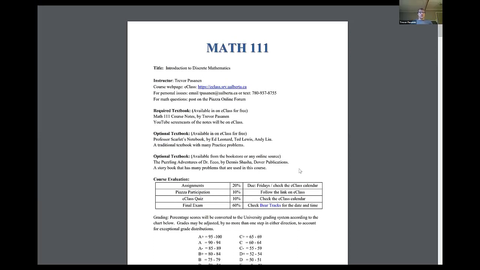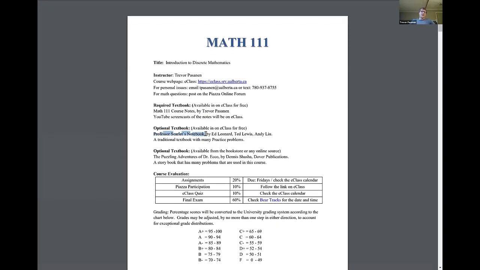The Puzzling Adventures of Dr. Echo. I was saying it is a parody on Sherlock Holmes. Sherlock Holmes has Watson, and Dr. Echo has Professor Scarlet. So that's why this textbook is called Professor Scarlet's Notebook. So I like to think of myself as playing the role of Dr. Echo teaching this class, and my students play the role of my sidekicks that come along with these puzzles and solve things as Professor Scarlet would as Dr. Echo's sidekick.